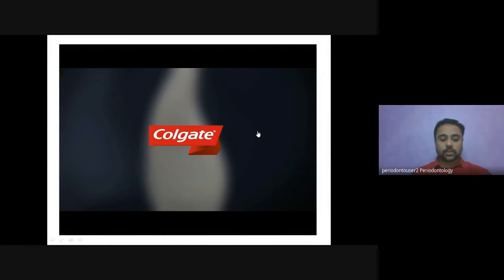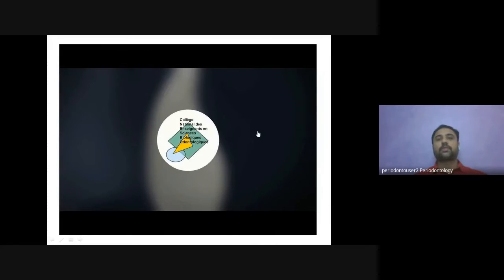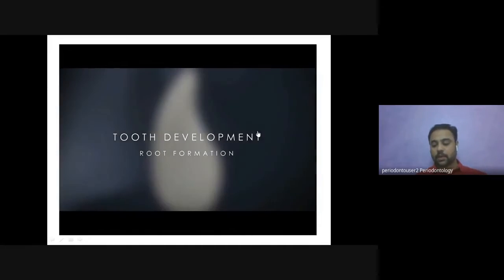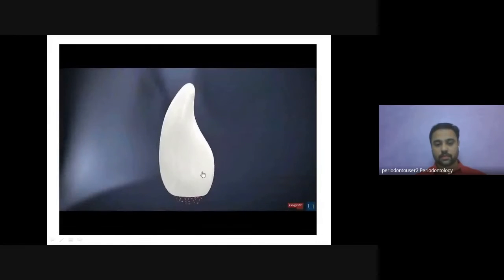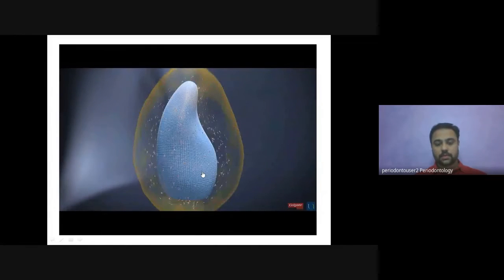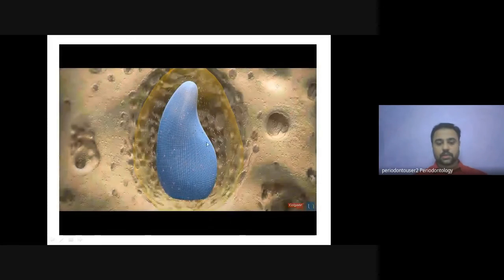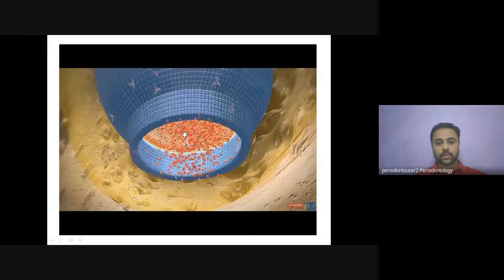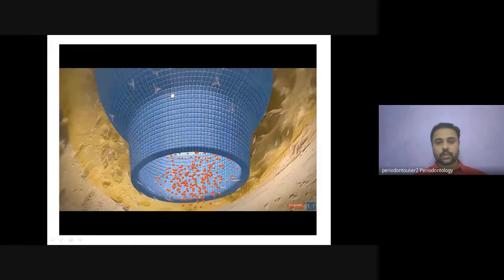This is a small presentation. The cementoblast will form the cementum. This is the presentation of how the cementum is formed. The root is formed initially. This is your Hertwig's epithelial root sheath, and this is your pulp tissue. Once the tooth is inside the bone, the root starts forming.